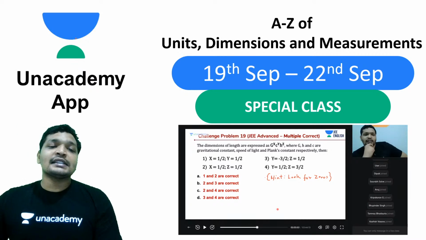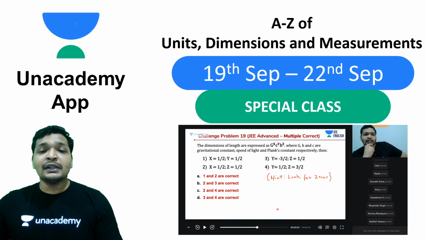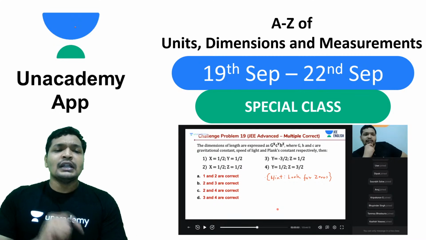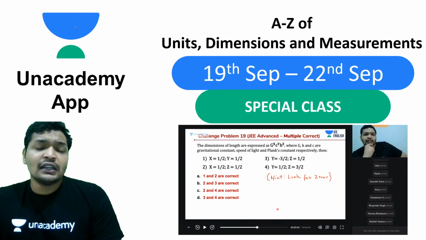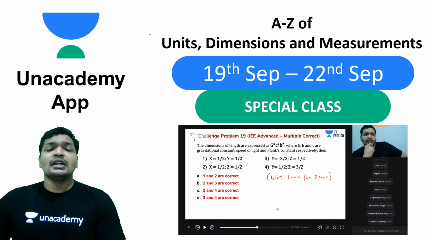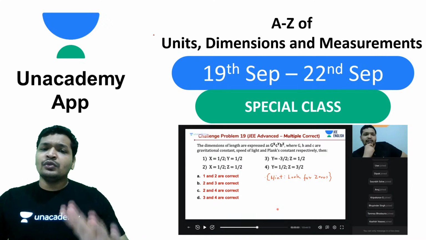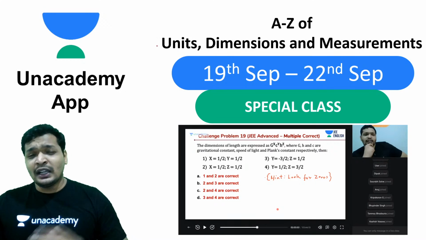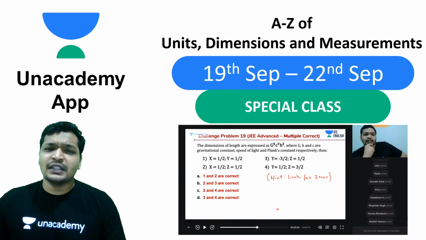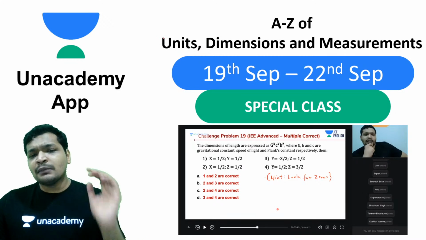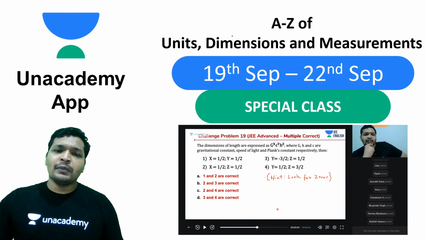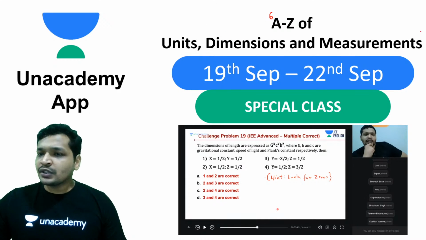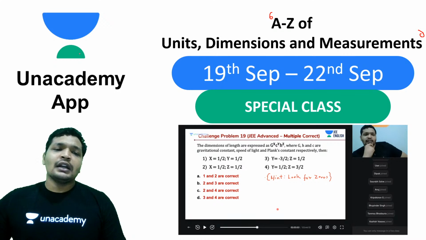And students, that being said, we covered the entire units and dimensions from 19th September to 22nd September. One more important thing, students: the day before yesterday, on Sunday, we had a special session on units and dimensions on the Unacademy Learning app, at the same time, 11 to 2. If you haven't attended, go and attend that session as well. Around 40-50 questions were discussed, and I tried covering every single model problem. I think with that we have ended units, dimensions and measurements. If you want to completely cover it, attend it on the Unacademy Learning app, and do check it out, guys.